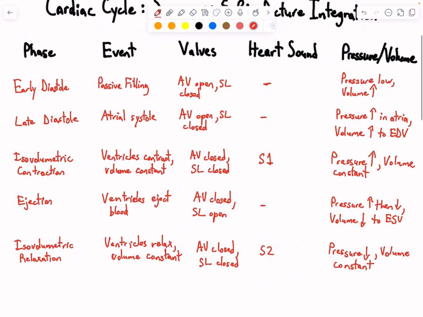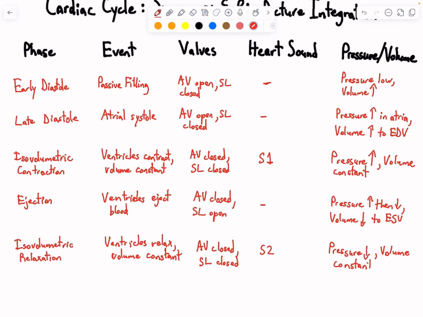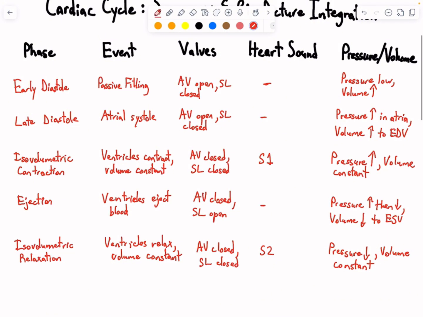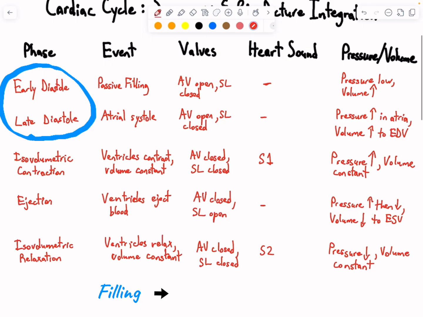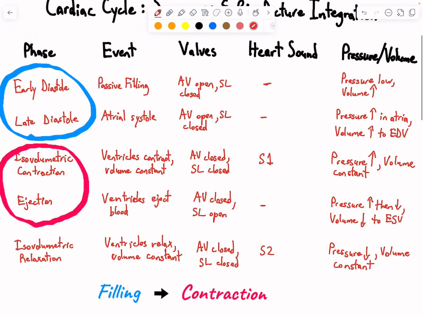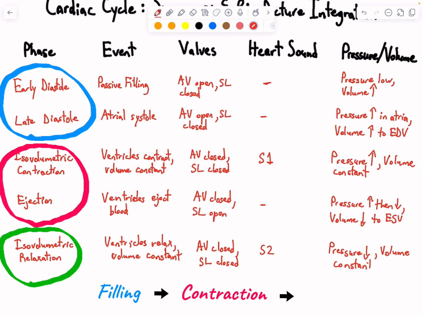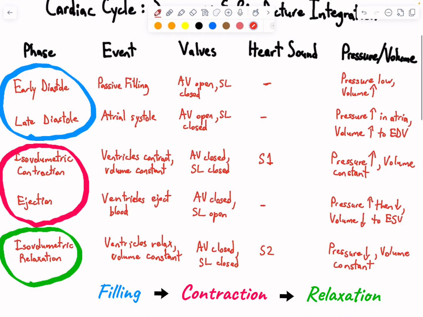Now let's step back. For a big picture understanding, we can group these phases into three main processes. The first process is filling. This combines early and late diastole, as the ventricles relax and fill with blood. Next comes contraction, which includes isovolumetric contraction and ejection, when the ventricles build pressure and pump blood into the arteries. Finally, relaxation, the isovolumetric relaxation phase, where the ventricles relax and prepare for the next cycle.